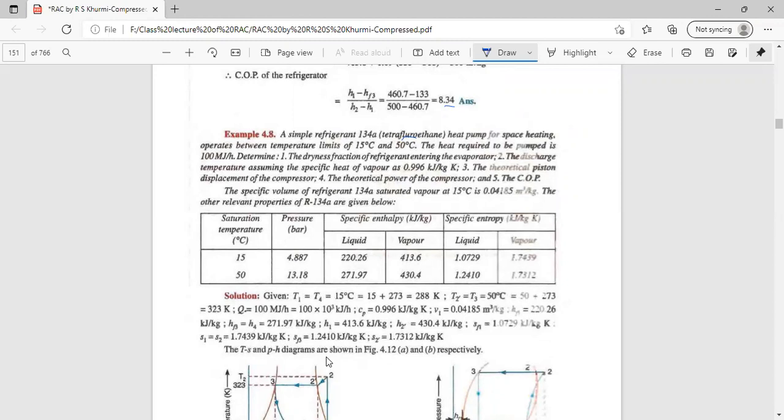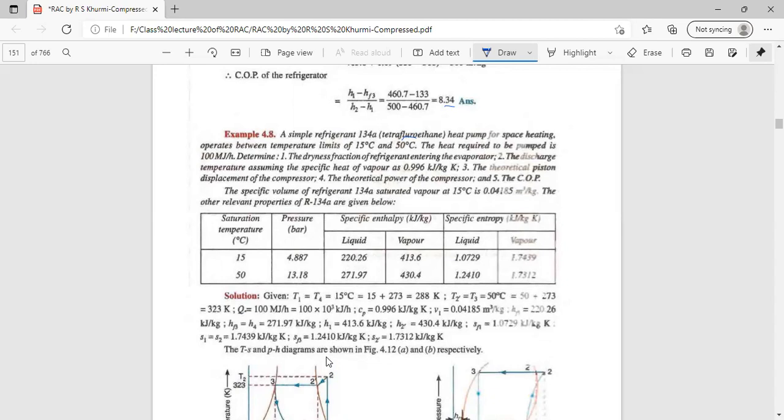It is 50 degrees centigrade. Specific volume is given as 0.004184, and other properties are given here in terms of specific enthalpy and specific entropy itself. So what we have here, this heat pump system is operating.